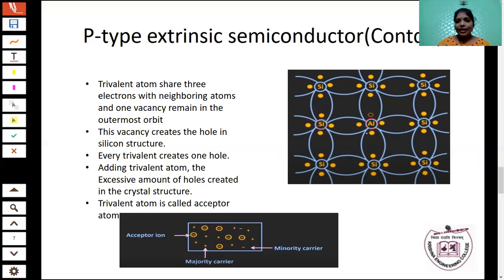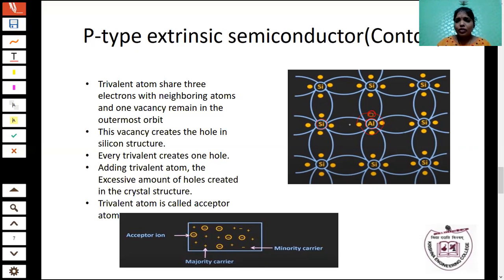Already I told you that for a p-type semiconductor material, the impurities have 3 valence electrons in the outermost shell. This aluminum has 3 valence electrons in the outermost shell, so one electron is vacant. That vacancy is nothing but a hole. So one vacancy is created in the aluminum.